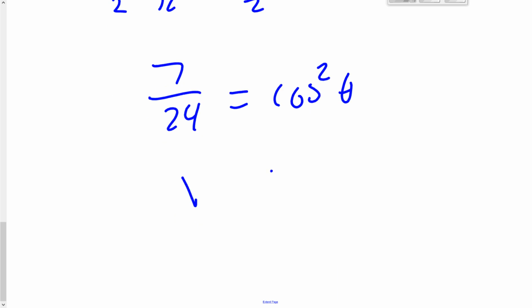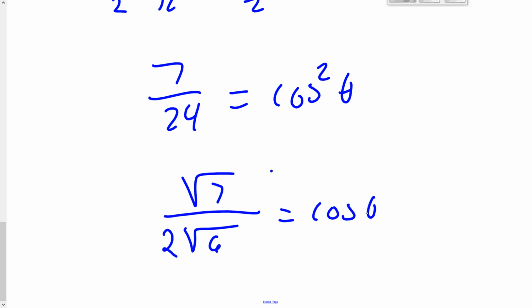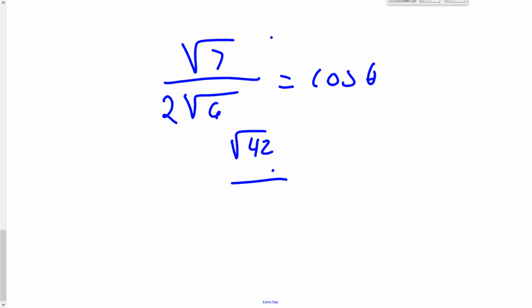We can take the square root. So we get the square root of 7 over the square root of 24, which is the same as 2 root 6. Cosine of theta, we can rationalize. So we get square root 42 over 12 equals cosine of theta. And so that is square root 42.